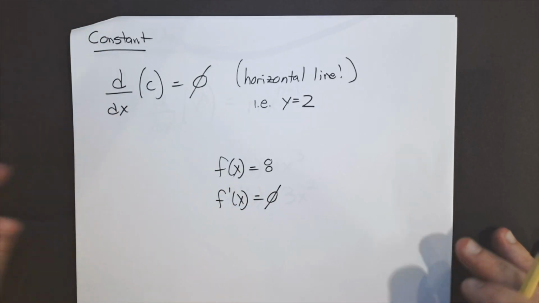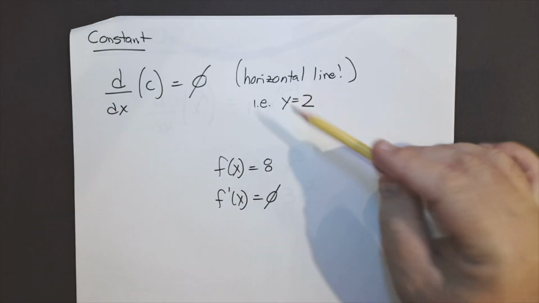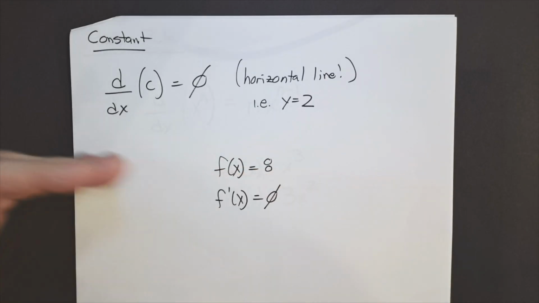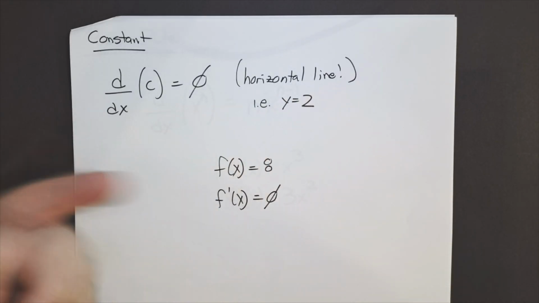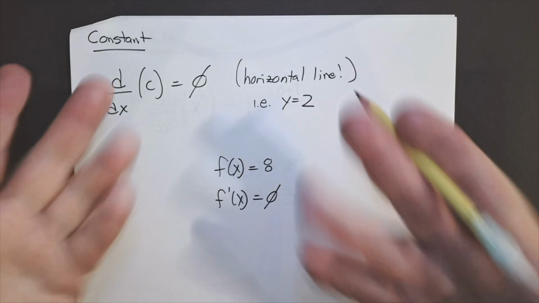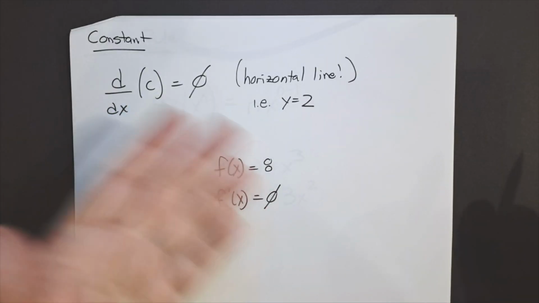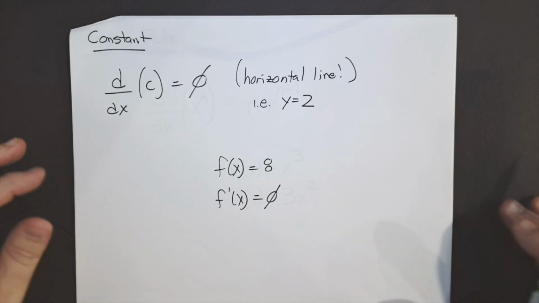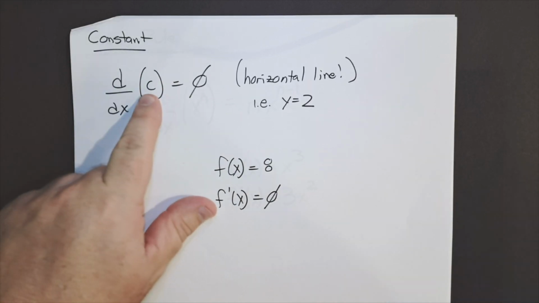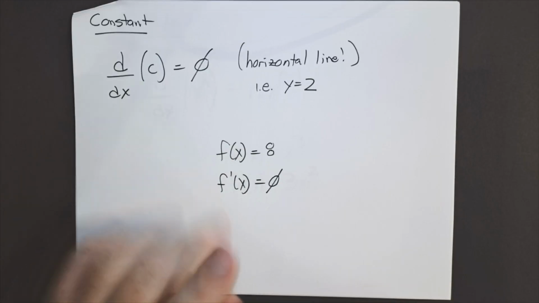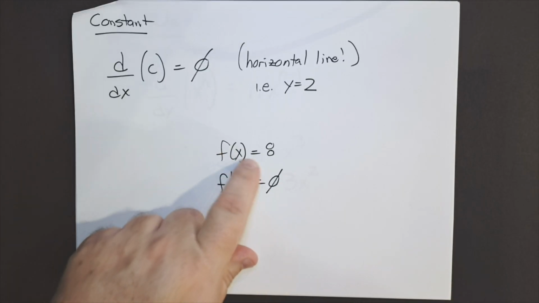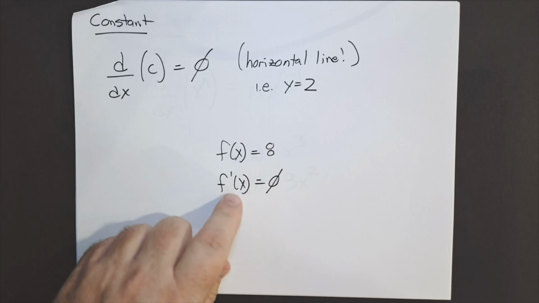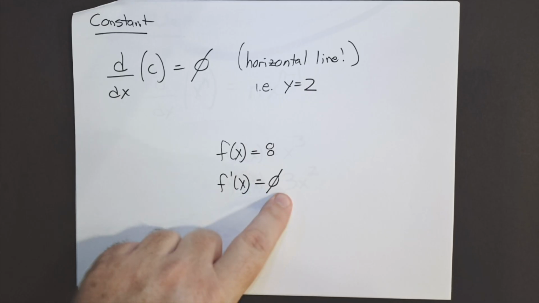Why? Well, think about this. If you have, for example, y equals 2, that's a horizontal line, right? And it's a horizontal line from negative infinity to positive infinity. What's the slope of a horizontal line? It's always 0, no matter where I'm looking, whatever x value. So that's just the case. Any constant is always 0. Doesn't matter what it is. So, for example, if I say f of x is 8, then f prime of x would be 0. The derivative of this is 0.